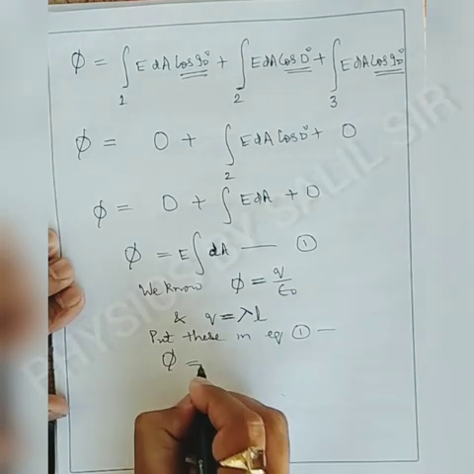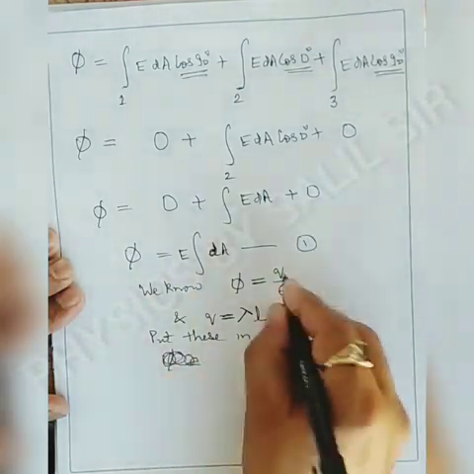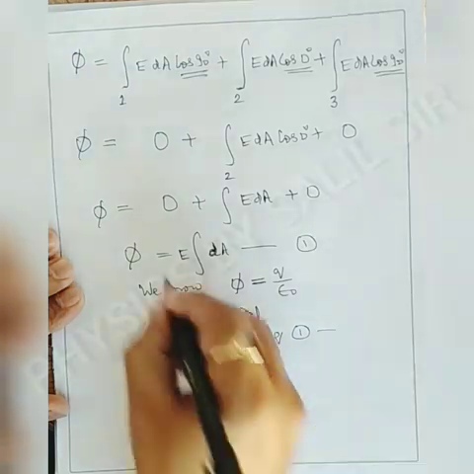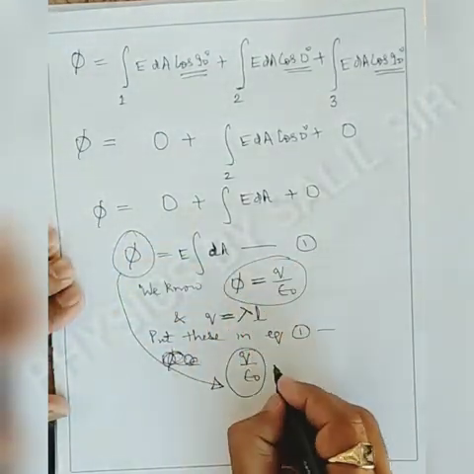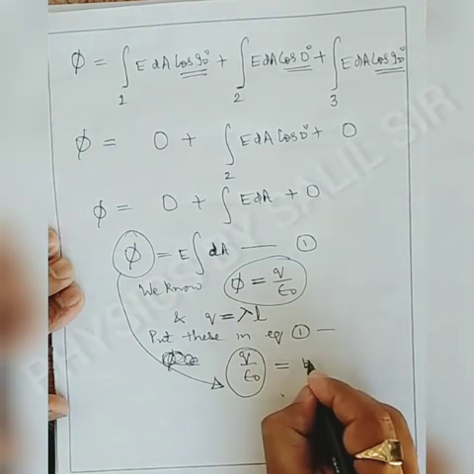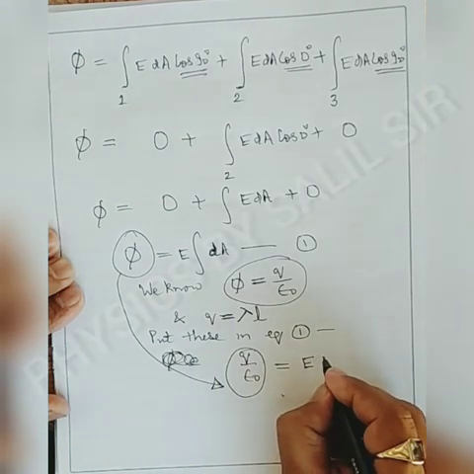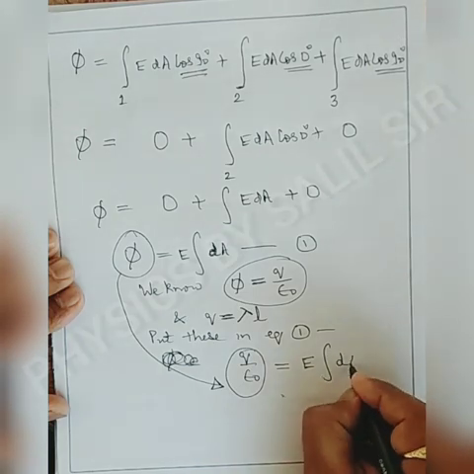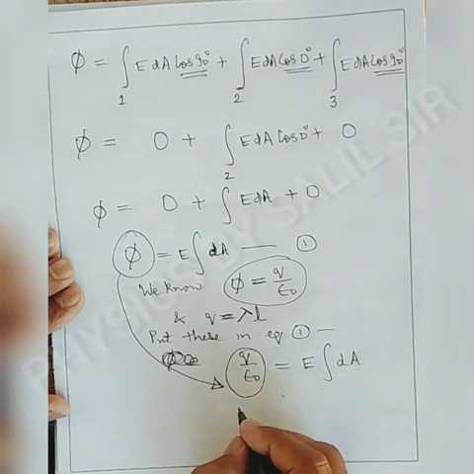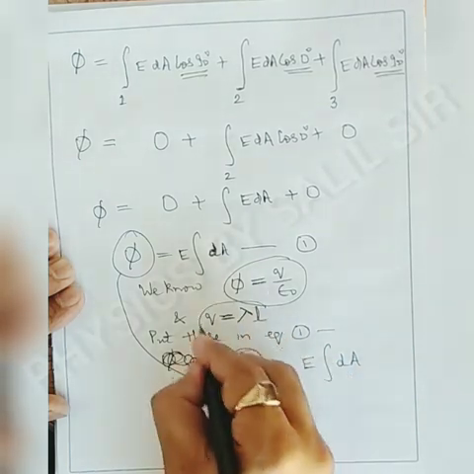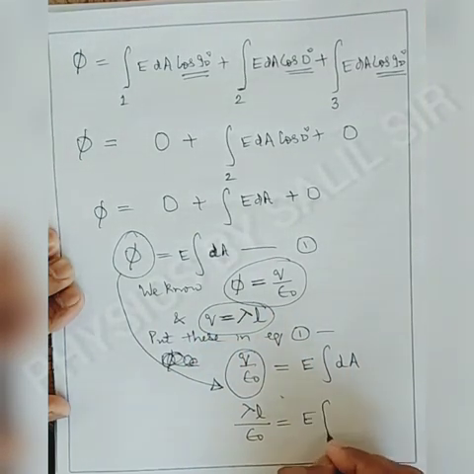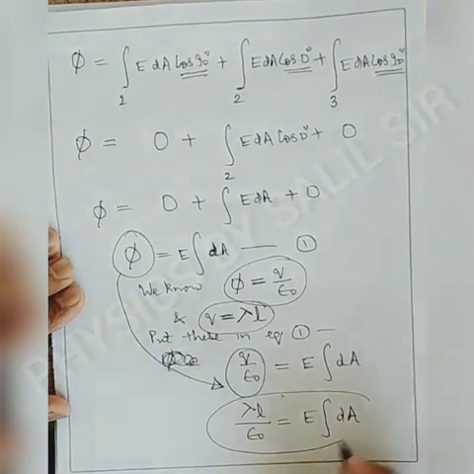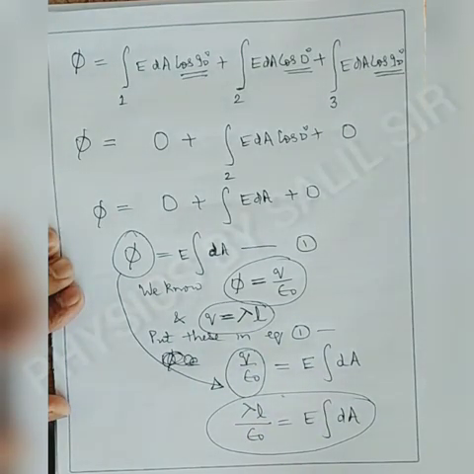So phi will be equal to Q upon epsilon naught on the LHS, since phi is equal to Q upon epsilon naught, is equal to E integral dA, and in place of Q we'll put lambda L. Lambda L upon epsilon naught is equal to E integral of dA. We'll get this expression. Now, what is the integral of dA?